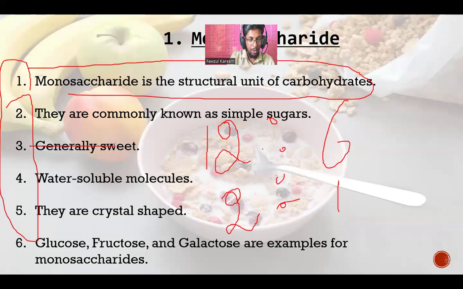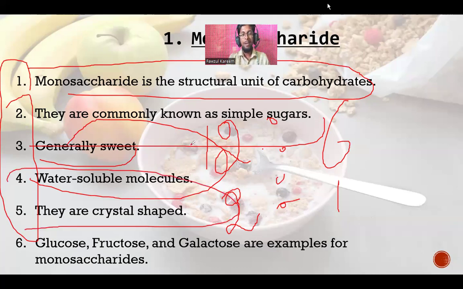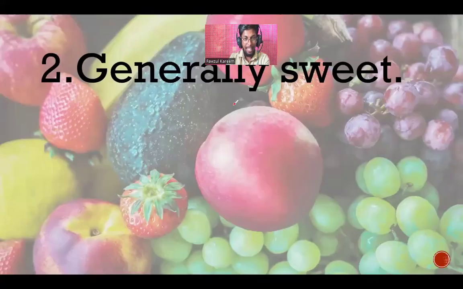They are commonly known as simple sugars. They are generally sweet. And they are water-soluble molecules. We can dissolve the monosaccharide in water. And they are crystal shaped. What is crystal shape? Last class I explained it. They are generally sweet, right? The fruits are sweet. Why? Because they have carbohydrate. They have monosaccharides. That's why they are sweet.